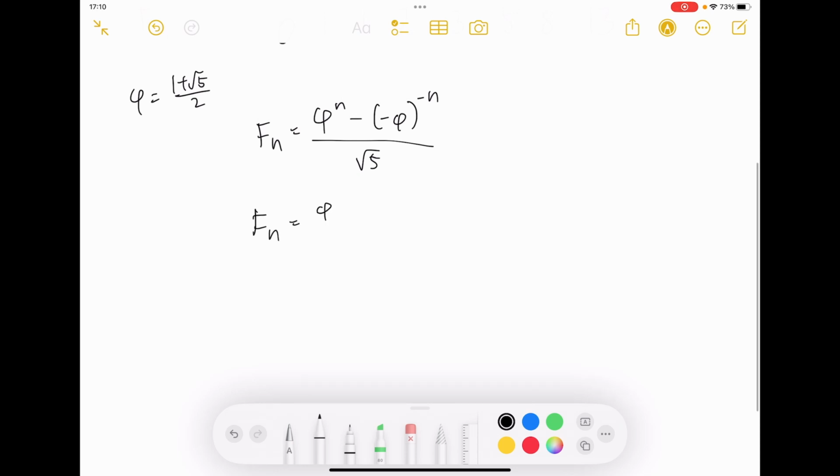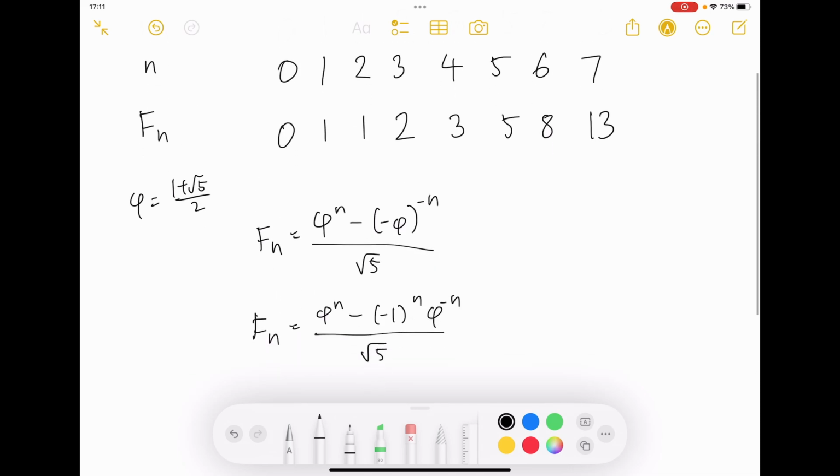So we're going to split the power thing up into 2. And then negative 1 to the negative n is just 1 over minus 1 to the n, which is just minus 1 to the n. So we can get rid of that minus sign. And this is our current situation, which is only valid for integer values of n.